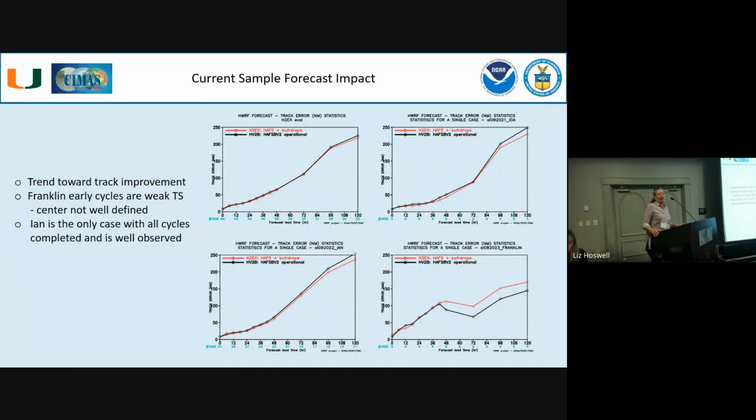So here we have the track error. Top left is for all the cases combined, and the other three are for the individual storms, which have completed cycles with dropsonde data. And so you can see that there's some initial trend towards track improvement in all cases, except Franklin, you see some degradation, but I have to warn that it's not really the best case.